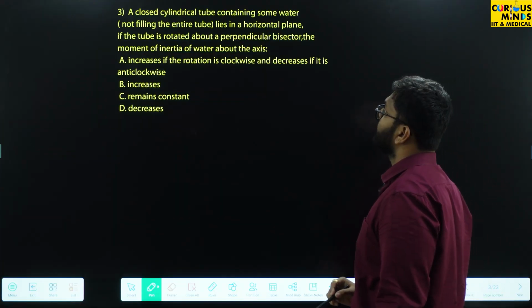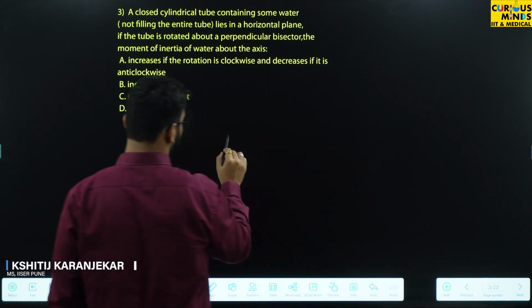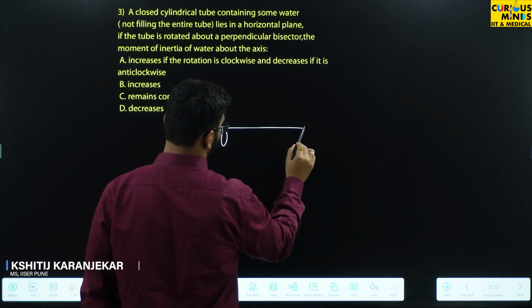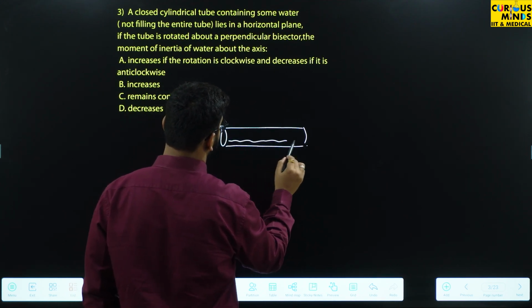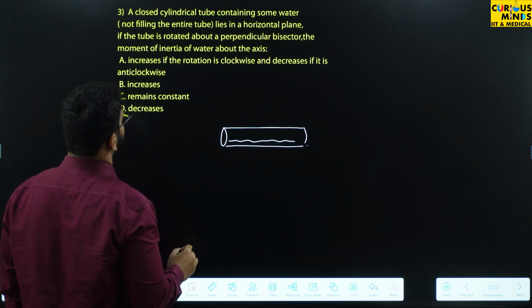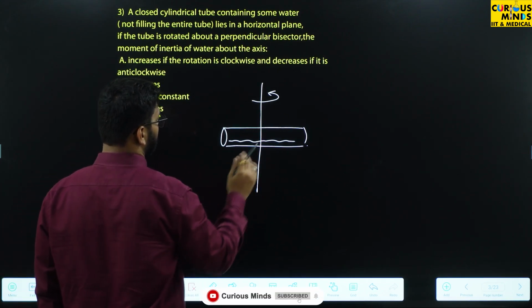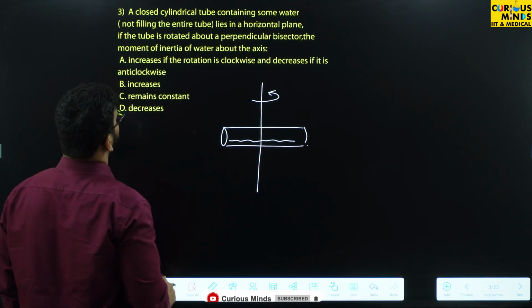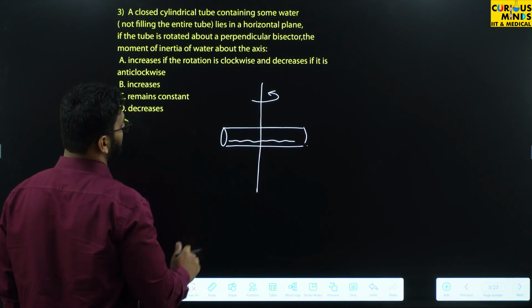A closed cylindrical tube containing some water lies in a horizontal plane. Okay, so this is the tube, and there is water inside this. Now it is rotated about a perpendicular bisector. Okay, so it is rotated along this, like this. Then the moment of inertia of water about the axis.